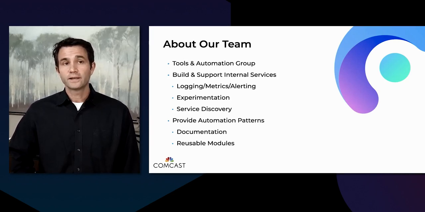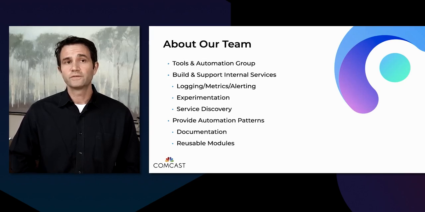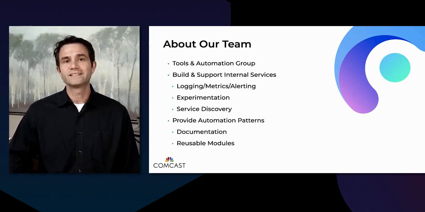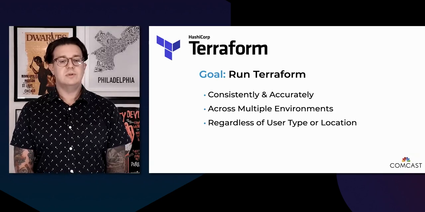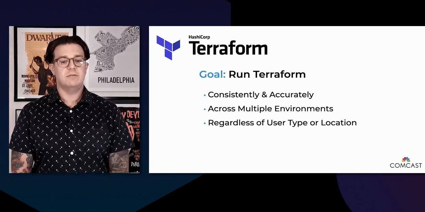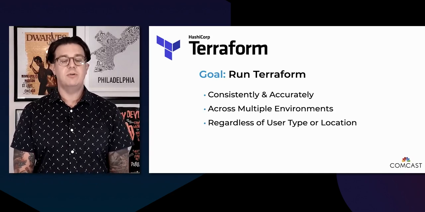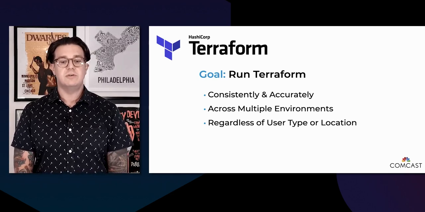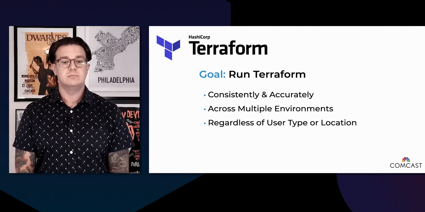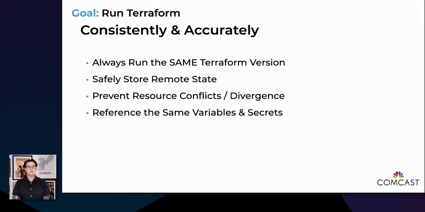Over years of running Terraform, just as an individual, as a team, and across teams, we've developed a number of patterns that we feel makes it easier to do so consistently. And we hope to share those with you. But before we can start sharing, we need a goal. So what is our goal? We want to run Terraform consistently and accurately. We want to run Terraform across multiple environments, and we want to be able to run Terraform regardless of our user type or location. What do we mean by consistently and accurately?